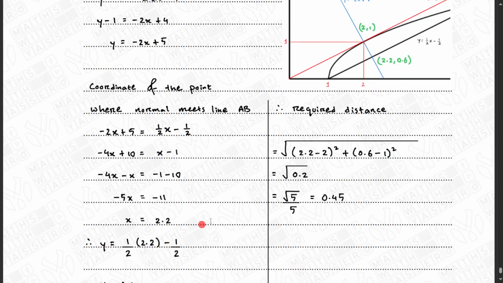So the required distance can be found with the help of these two coordinates. That will be the square root of (x2 minus x1) whole squared plus (y2 minus y1) whole squared. That will give us the square root of 0.2, or we can say square root of 5 over 5, which is 0.45.